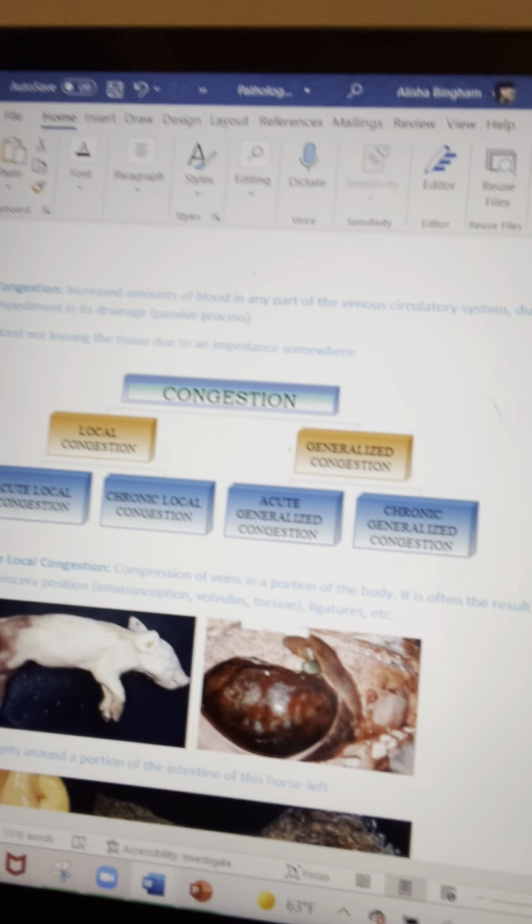So starting with acute local congestion, we have the compression of veins in a portion of the body. It is often the result of poor viscera position. Here's a few pictures on acute local congestion.